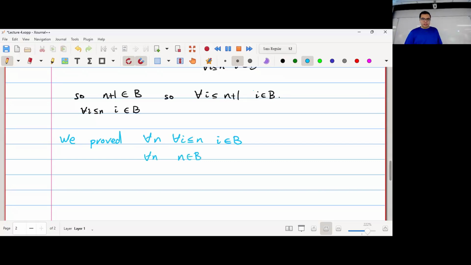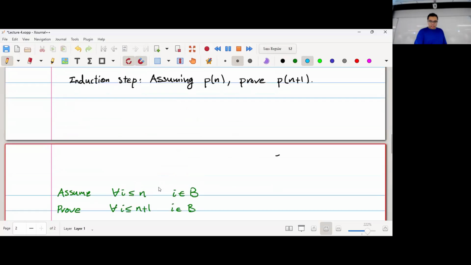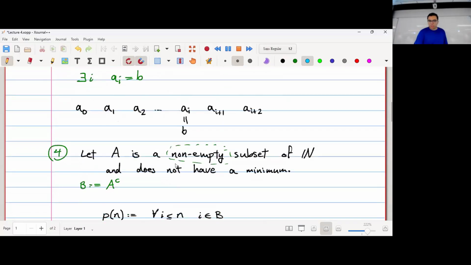Right? So we have proven that B is the set of natural numbers, which means that we have proven that A is the empty set. And this contradicts our original assumption that A is a non-empty subset of the natural numbers. Okay? And basically, this contradiction shows that whenever you have a non-empty subset, it does have a minimum element.